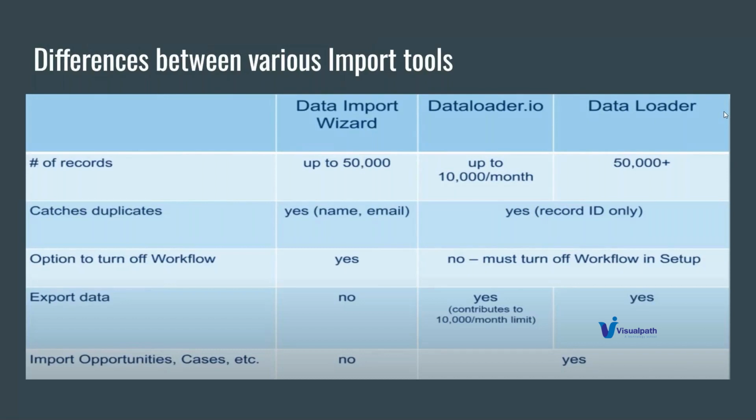Fourth one is export. The wizard is only for import. It will not be done using export. For Data Loader, we saw it is possible. Fifth one is importing opportunities and cases. As I mentioned, standard objects are very limited in Data Import Wizard. So opportunities, cases, or any other standard object for that matter we cannot do. But with Data Loader, there is no such restriction. All objects are available.